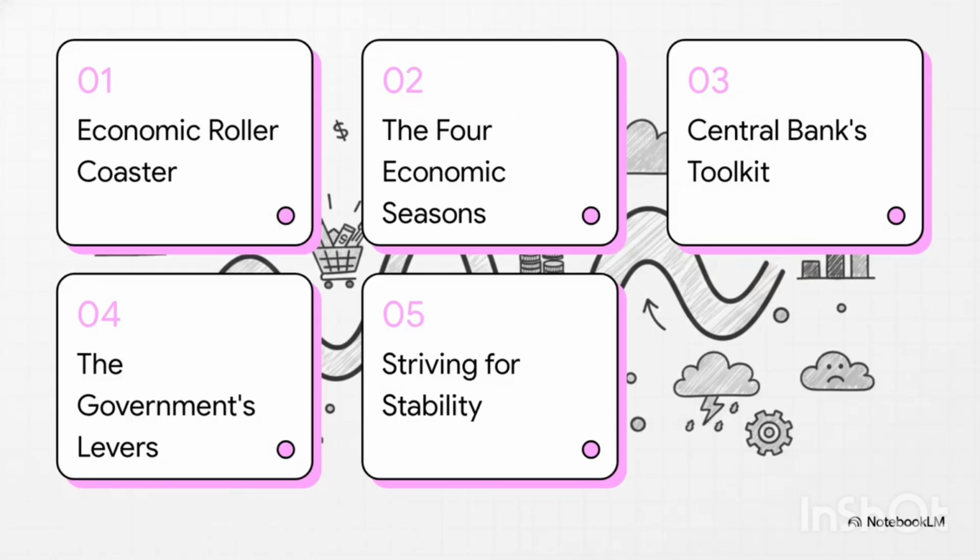So, here is our game plan. First, we'll get a solid definition of the economic roller coaster. Then, we'll walk through its four distinct phases. After that, we'll get into the toolkits that the central bank and government use to try and control the ship. And finally, we'll see how it all comes together in the name of economic stability.